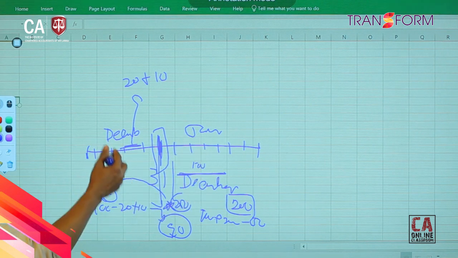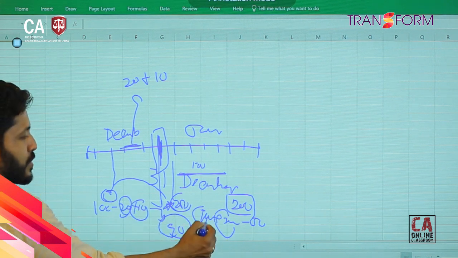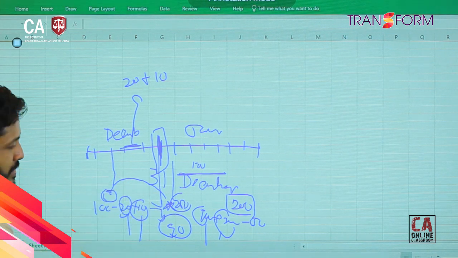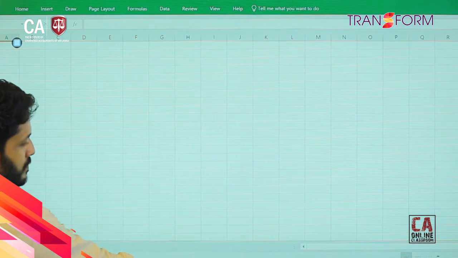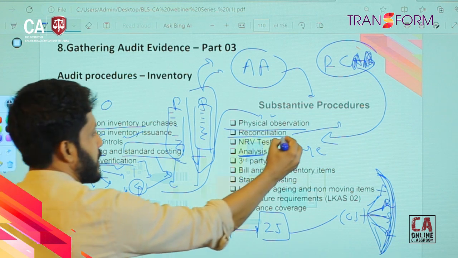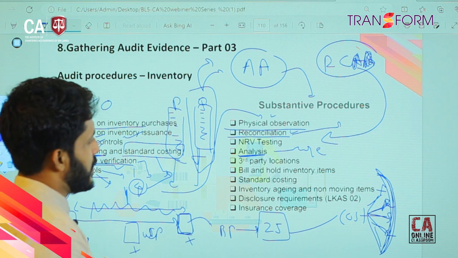So as an auditor, whatever the transactions in between this period should be verified on a sample basis. So that is called roll back and roll forward procedures, right? So that's a reconciliation and roll forward and roll back procedures.